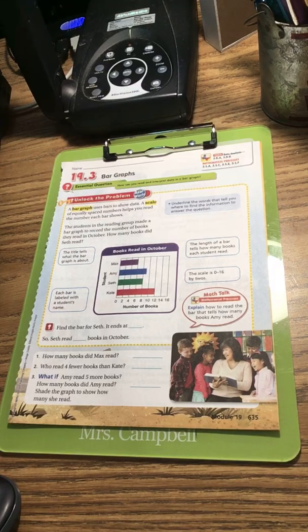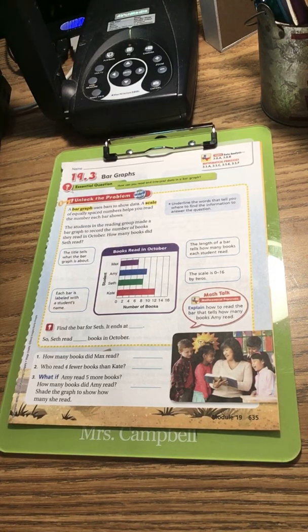We are today working on Module 19, Lesson 3. It starts on page 635 of your Volume 2 math book, so please get those out. Grab your pencil, maybe some paper if you need extra space to write, and that way you're ready to go.